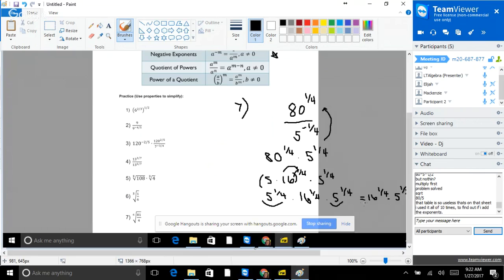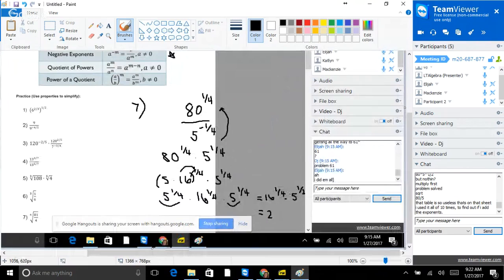So 16 to the 1/4 power is actually just 2, right? And I'm off my screen here. Can I scroll? Oh, good. 5 to the 1/2 power is the same as the square root of 5. So that's how we would do number 7.